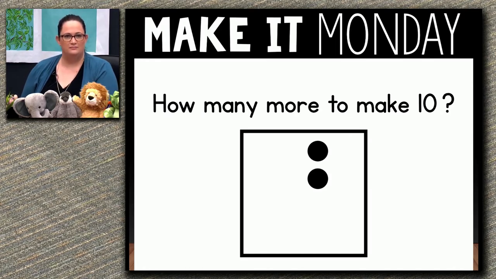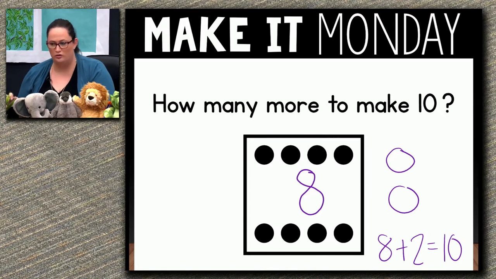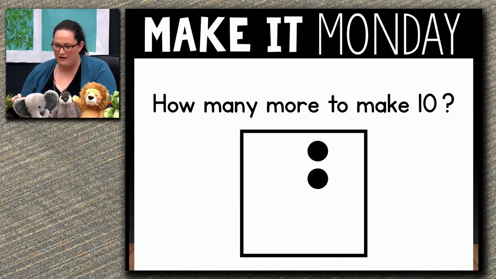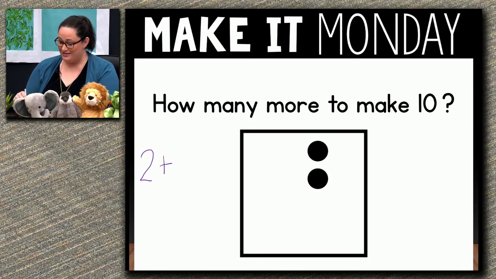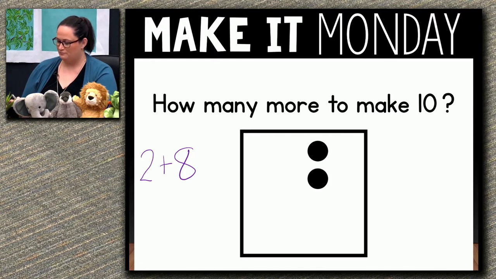Wait a minute. We had 8. We said we needed 2. Now we have 2. So how many more do we need to make 10? 8. Those were switcheroos or switch partners. Wooka wooka switcheroo. 8 plus 2 is the same as 2 plus 8. Fancy. Let's go to the next one.